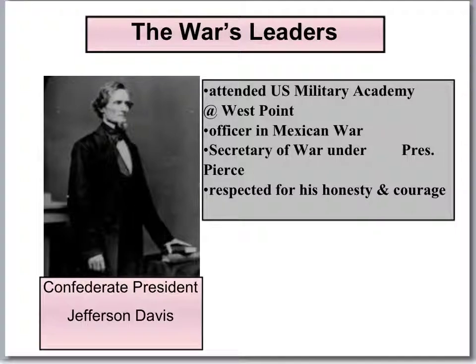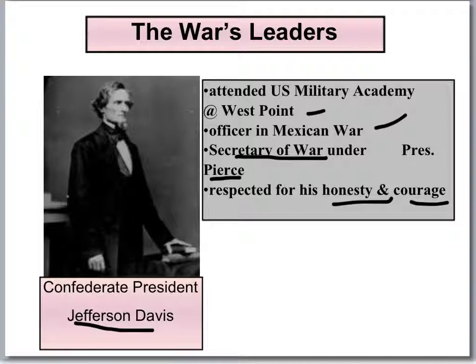So let's look at the leaders of this war. All right. The Confederate president is Jefferson Davis. Jefferson Davis, as I've said before, really, on paper, looks like he is going to be the better leader. He attended the U.S. Military Academy at West Point. He'd been an officer in the Mexican War. He's been the Secretary of War under President Franklin Pierce. And he's been respected for his honesty and courage. Okay? He has a lot of experience. He has a lot of leadership roles.